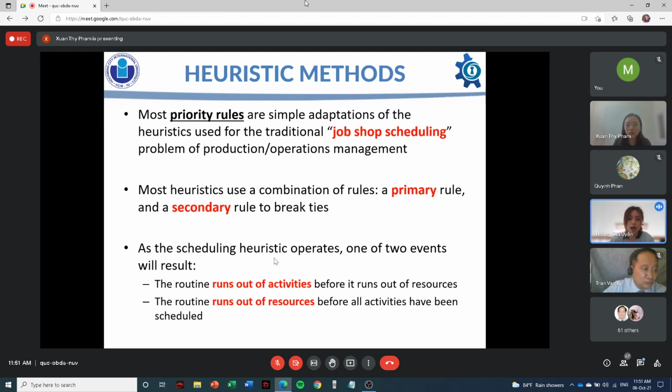As the scheduling heuristic operates, one of two events will result. The first one, the routine runs out of activities before it runs out of resources. In this case, the excess resources are left idle and assigned elsewhere in the organization as needed during the current period or applied to future tasks required. In the second case, when the routine runs out of resources before all activities have been scheduled, then activities requiring those resources are slowed or delayed until the next period when resources can be reallocated.